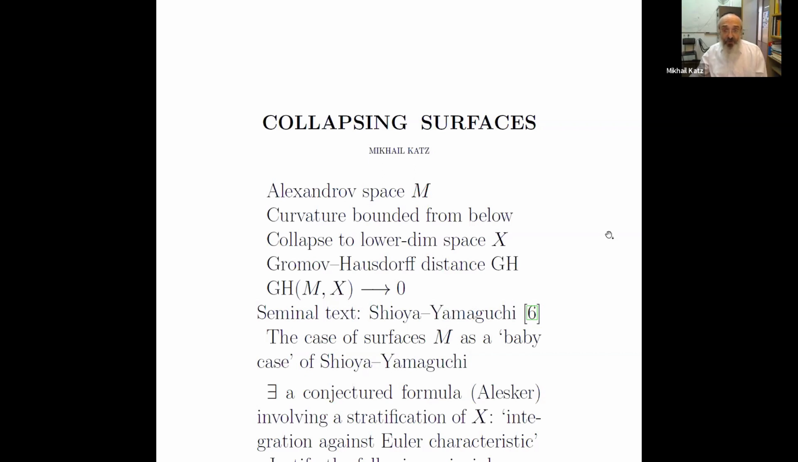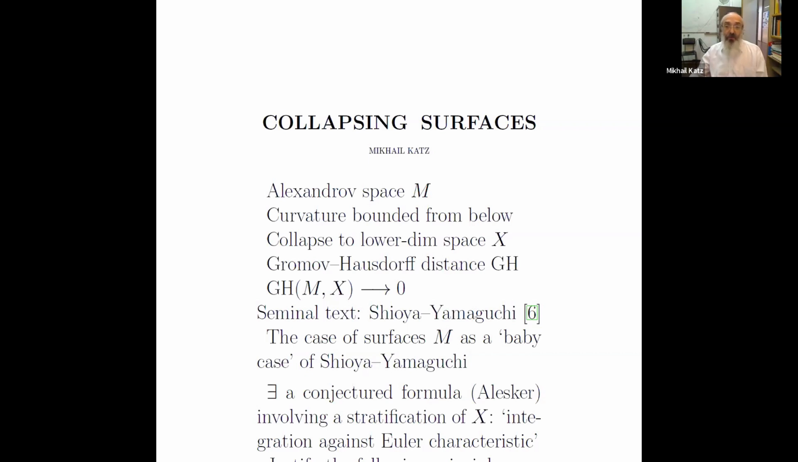And so here, one of the seminal texts is the paper by Shiohama and Yamaguchi, the earlier paper by Yamaguchi. And so the case of surfaces, when M is a surface, can be thought of as a baby case of the general theory of Shiohama-Yamaguchi, which actually was never written down. Shiohama-Yamaguchi's paper is mostly dedicated to 3-manifolds. So the case of surfaces literally has not been written down.